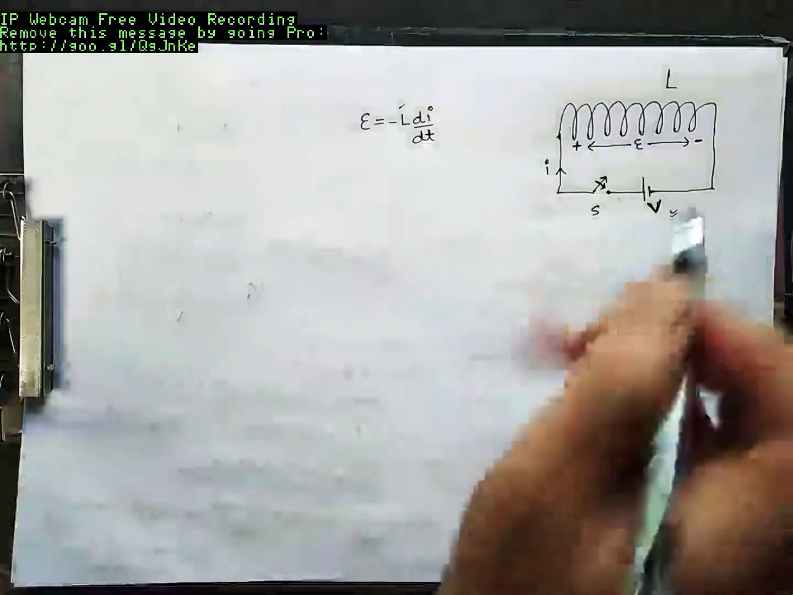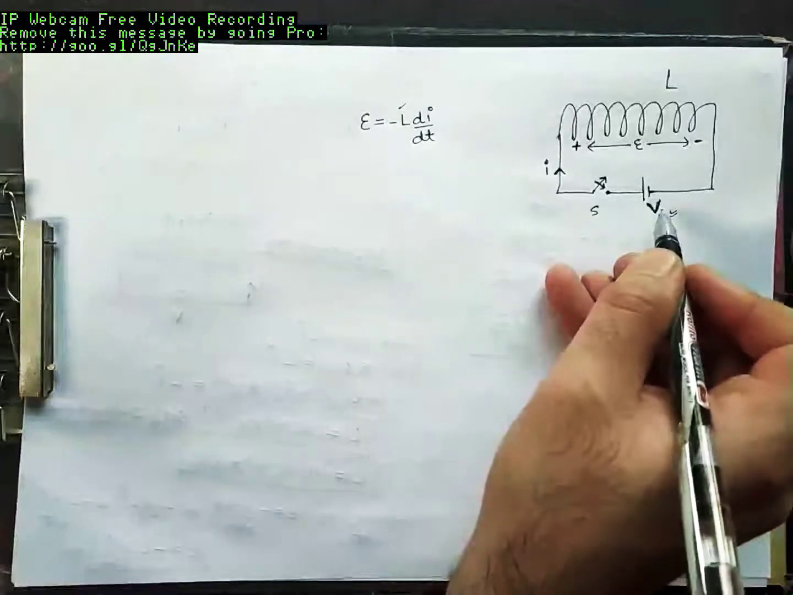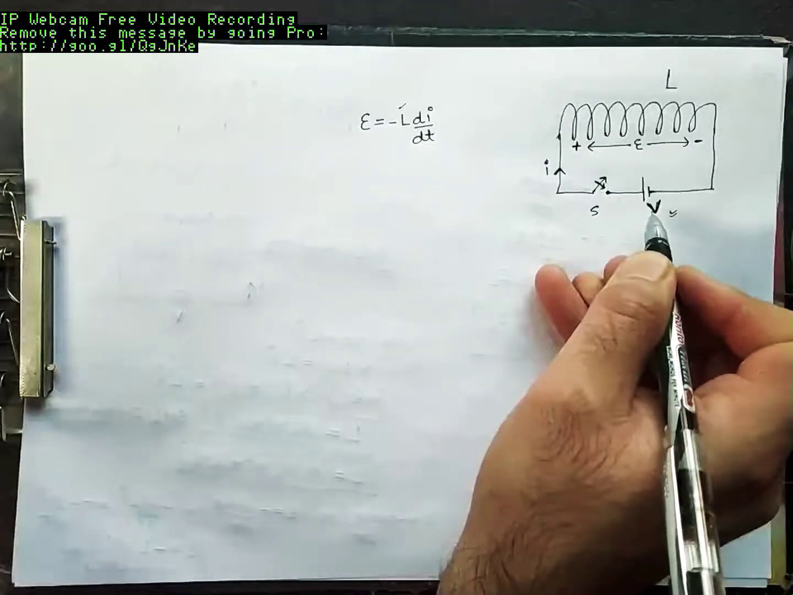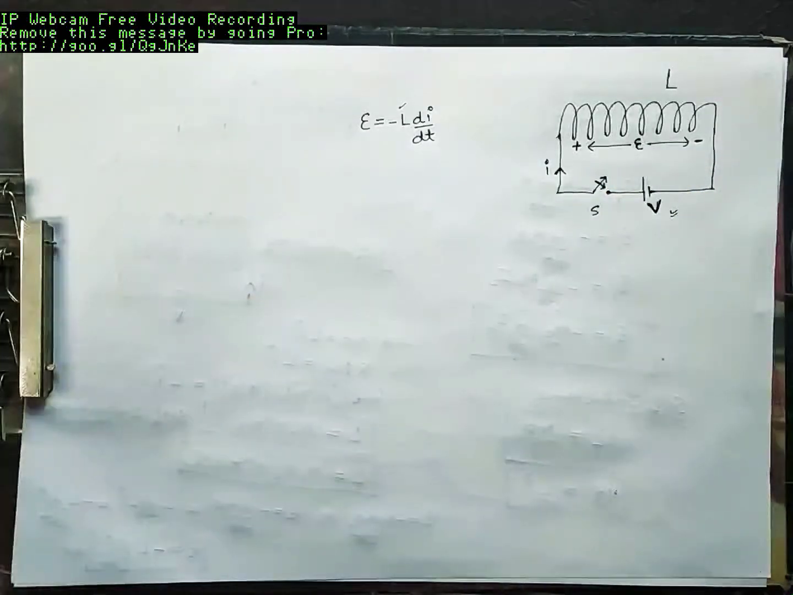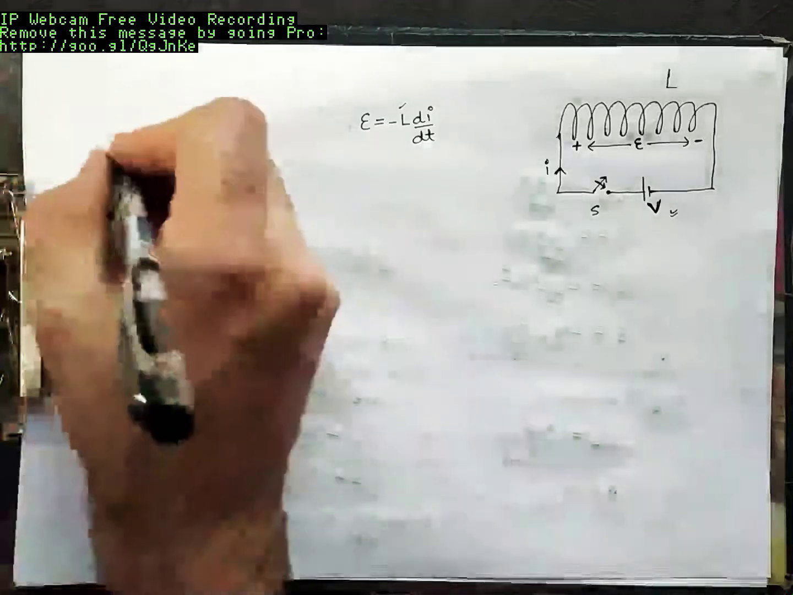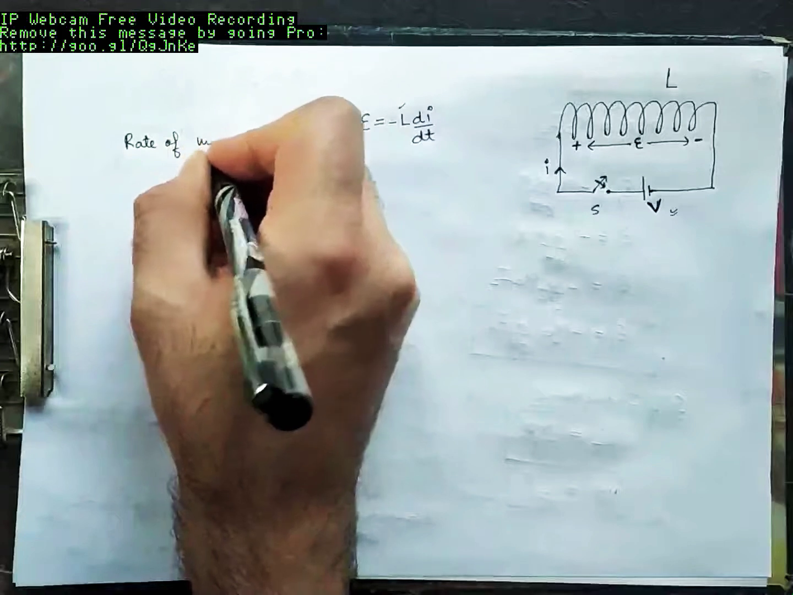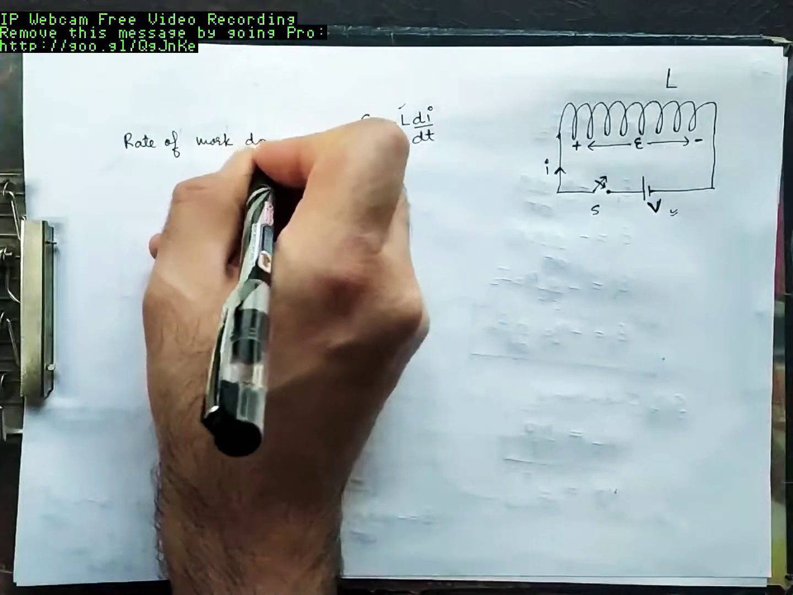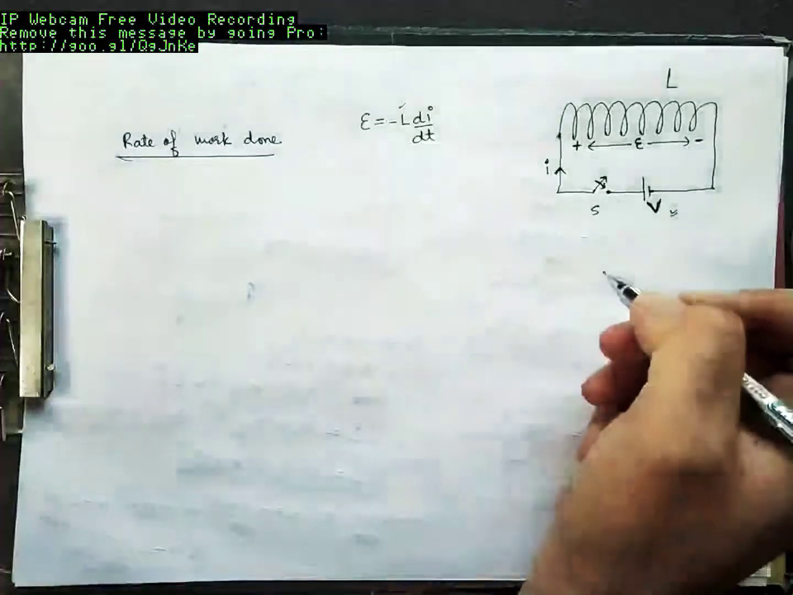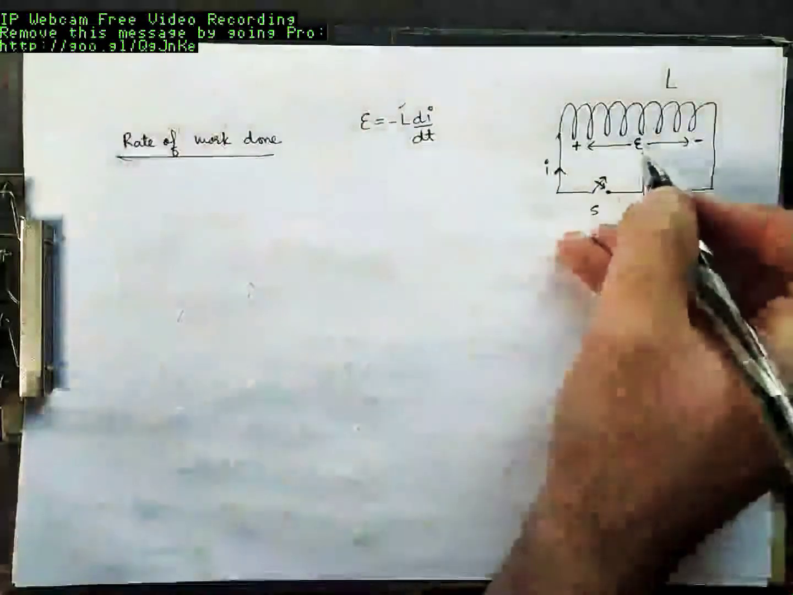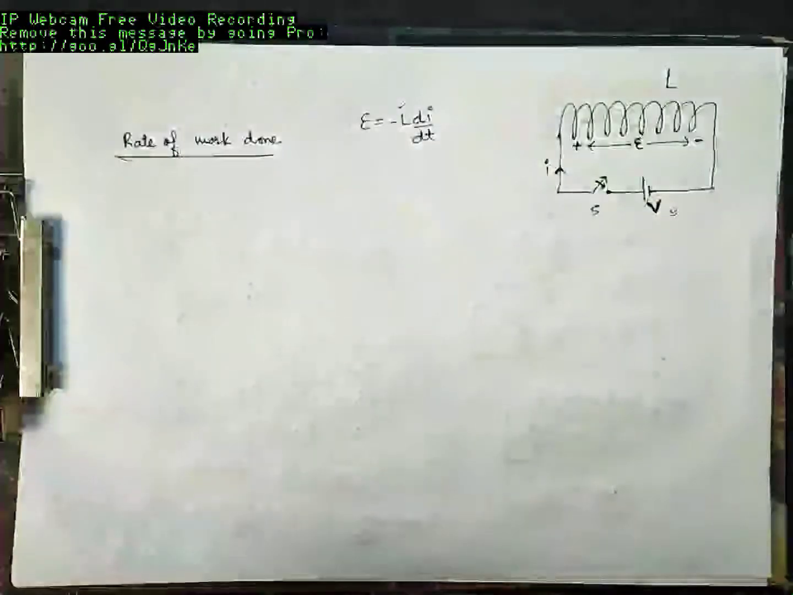And how much work will this voltage source have to put in to establish this current? This voltage source will have to put in some work against this voltage E. So what is the rate of work done? What you call power. How much power has to be supplied by this voltage source? It depends upon the opposing voltage. Opposing voltage is E and current is I.